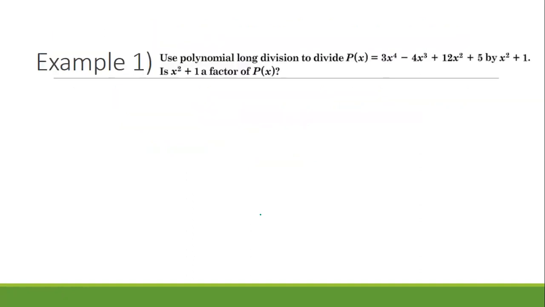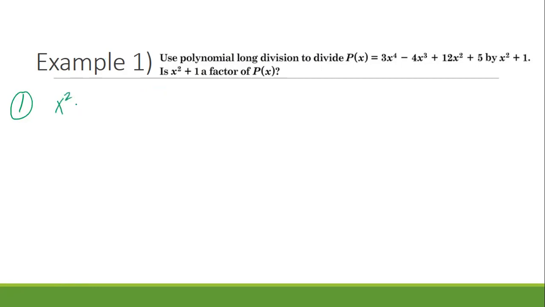All right. So here they ask us to use polynomial long division to divide p of x equals 3x to the 4th minus 4x to the 3rd plus 12x squared plus 5 by x squared plus 1. And it wants to know, is x squared plus 1 a factor? If it's a factor, what should the value of my remainder be? 0, exactly. So step 1 is setting it up.